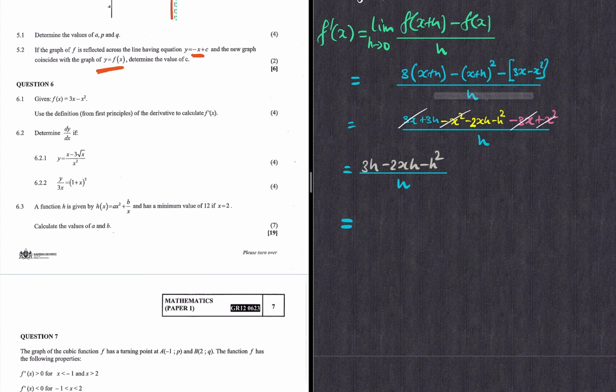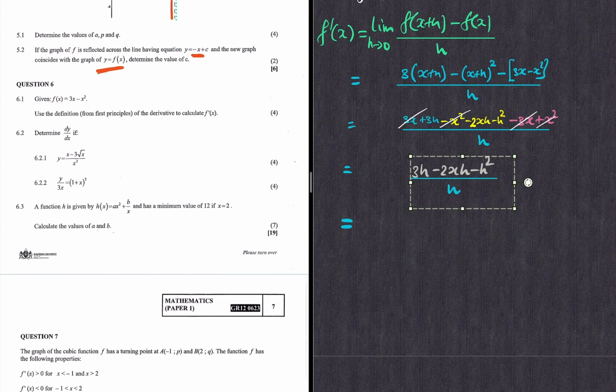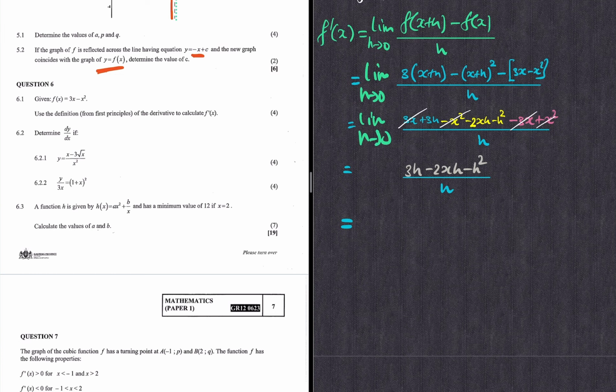I therefore ask you guys to forgive me. You don't drop the limit. You do not drop the limit. So that's the limit as h tends to 0. You still continue with it even here, the limit as h tends to 0.